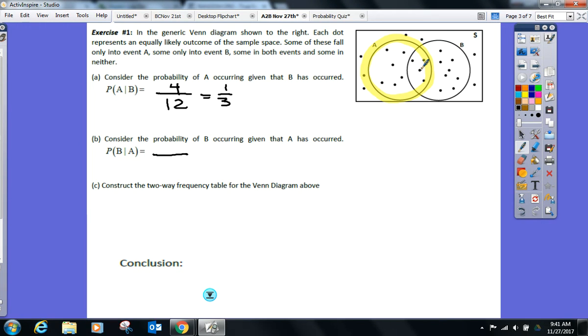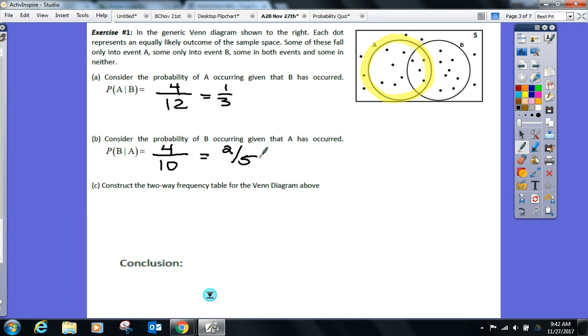Still 4. But now, out of what? Now that A has occurred, it's out of 10. And that'll give me 2 out of 5. Questions on where they're coming from here, because that's just a Venn diagram. We'll get to a table now.